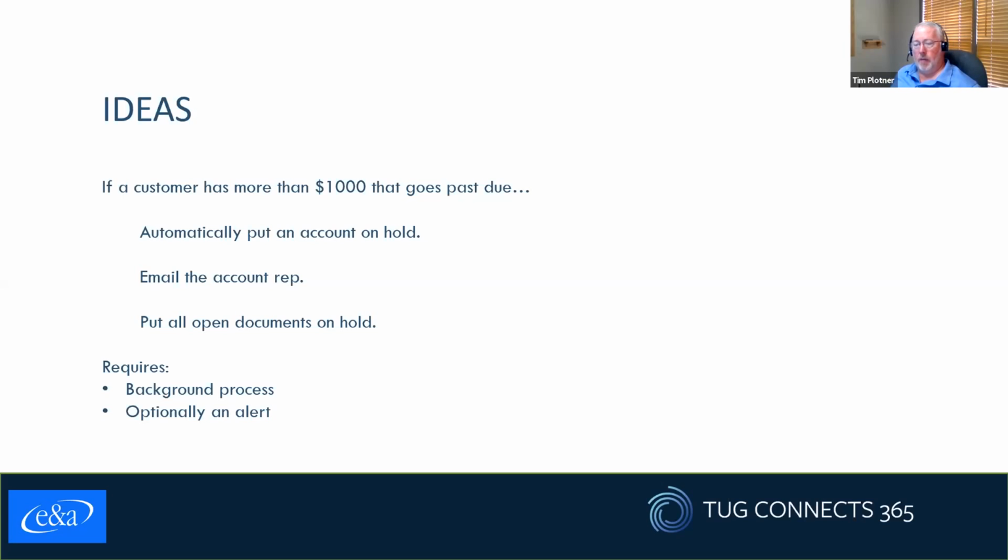But you could write a background process. A background process could be created that said, as soon as a customer reaches $1,000 past due, I want to automatically put the account on hold, send an email to the account rep, and put all open documents on hold. Now, I may not do all 3 of those things. This is just an example. You could do some of it, not all of it.